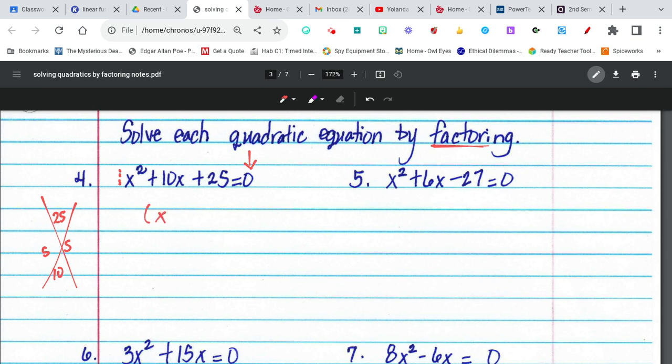So we end up with x plus 5 times x plus 5 equal to 0. I'm going to end up with a single root because they're the same. So I just take one of those and set it equal to 0. And when I solve, my one root is x equal to negative 5. So if I were to graph this, the vertex or the tip of my graph would be at negative 5, 0.